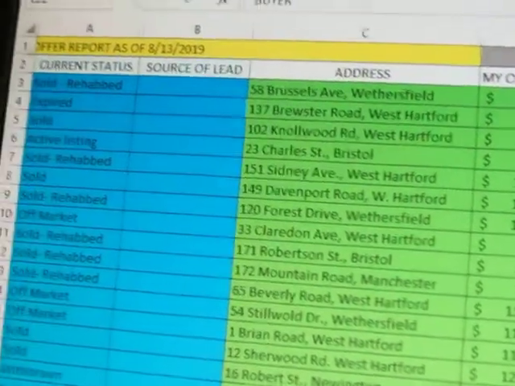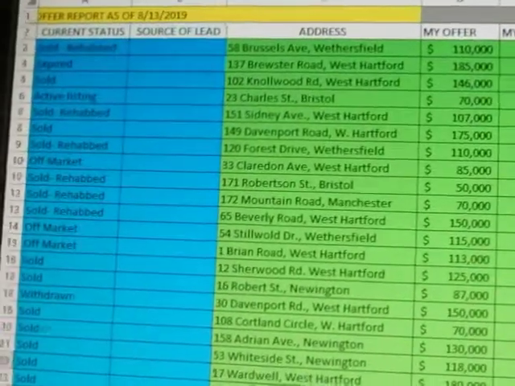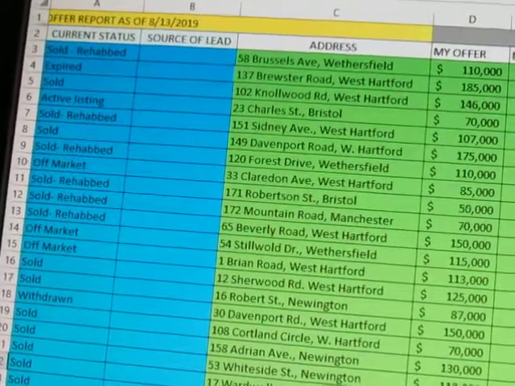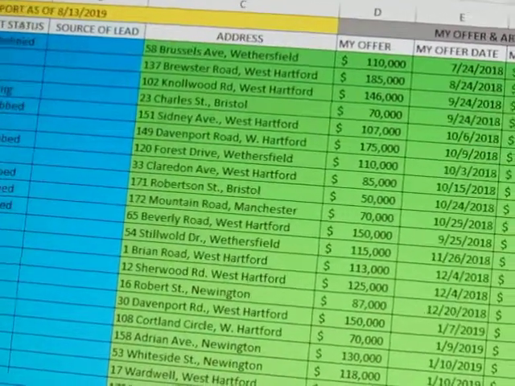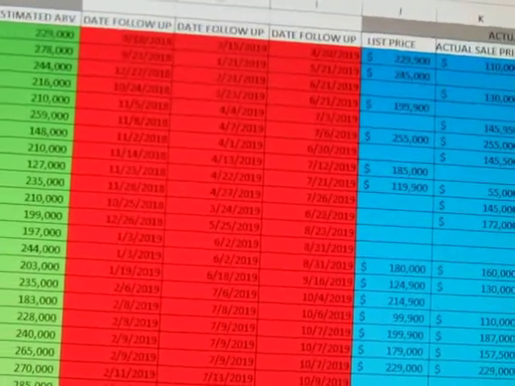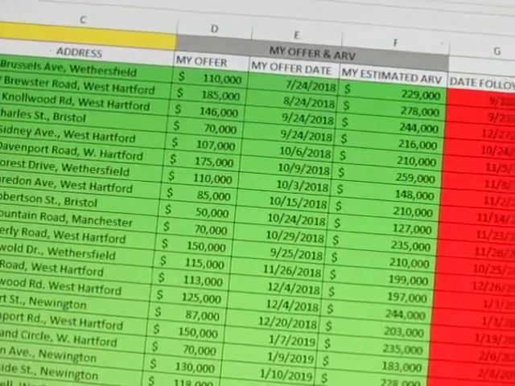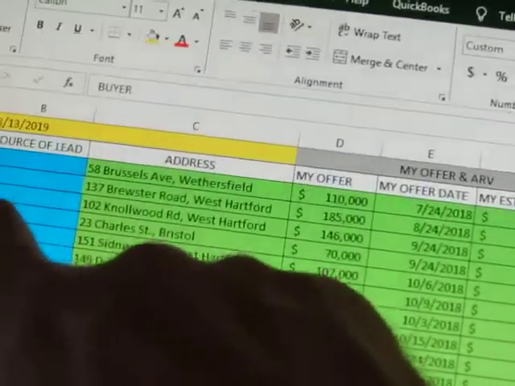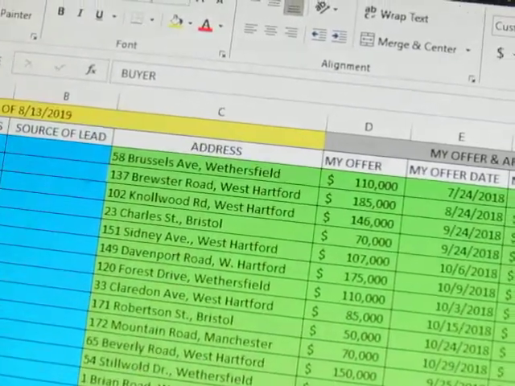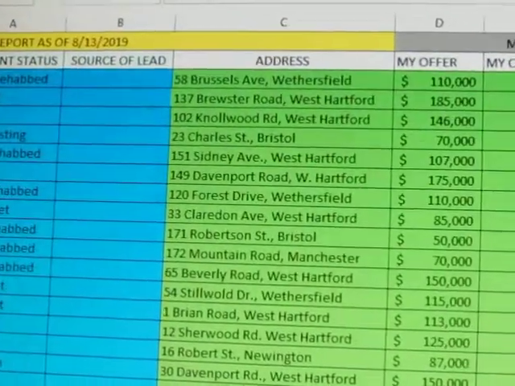Here's an example. The way I have this spreadsheet set up is that the blue areas are where the virtual assistant will update. The red cells are formulas, so I don't want them to touch those. And the green areas are where I'll update information. In the blue area, they're going to indicate what happened, whether it was sold, rehab, the listing expired, that type of information. And they should probably get that information on Zillow.